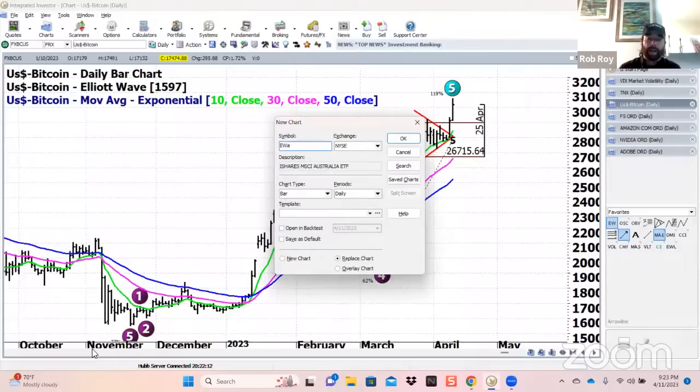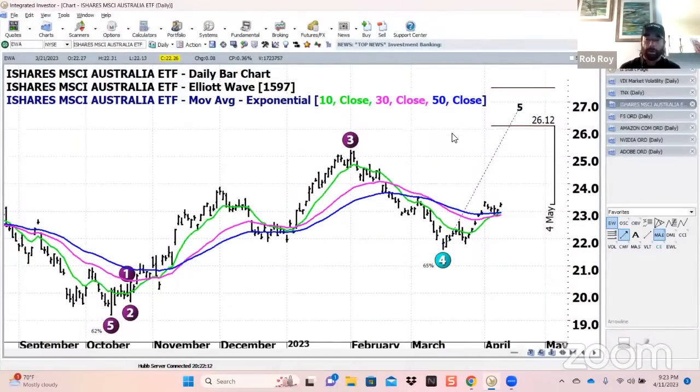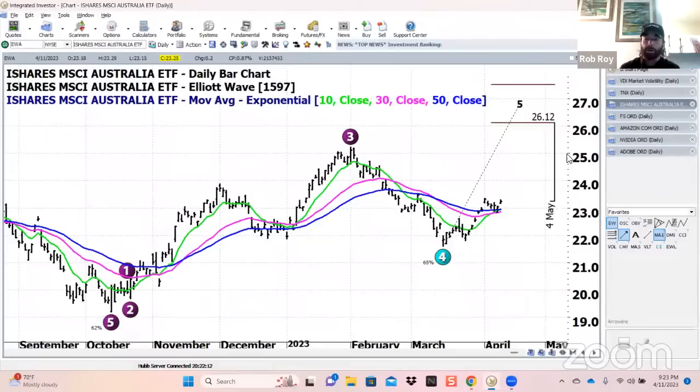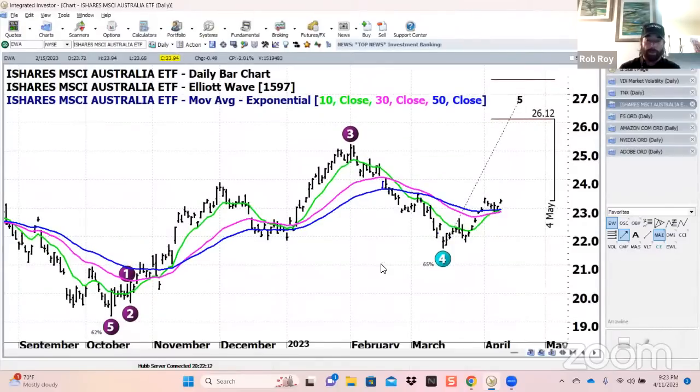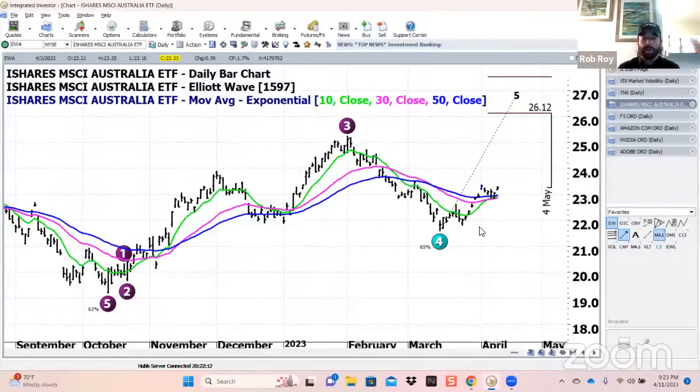So let's take a look at the EWA for our friends down under in Australia. As you know, on Thursday nights in the insiders meeting, we do look at the EWA and the XJO because we have some subscribers that prefer the XJO. We have a lot of subscribers that prefer the EWA. So we look at them both on Thursday nights when we have more time.